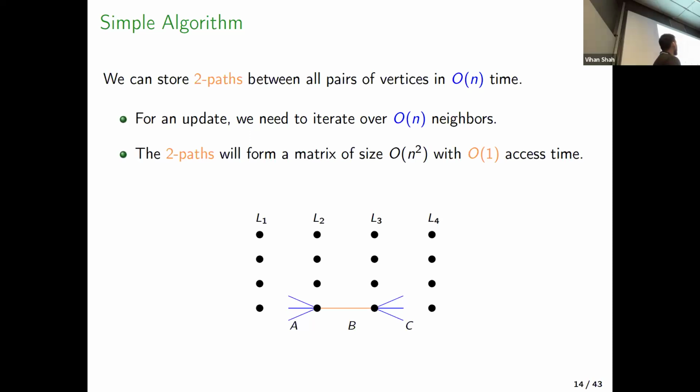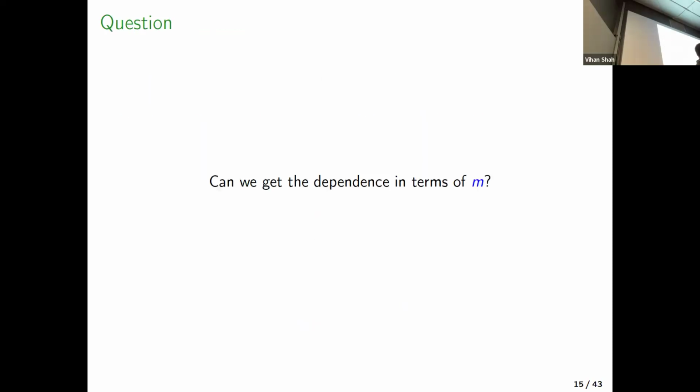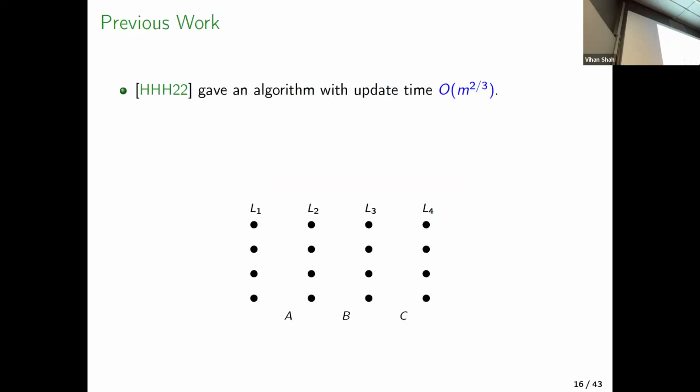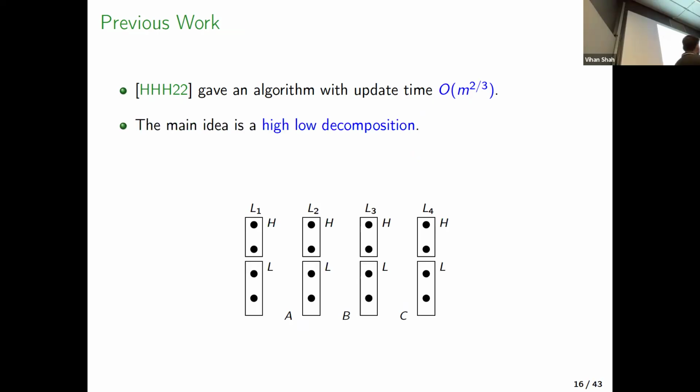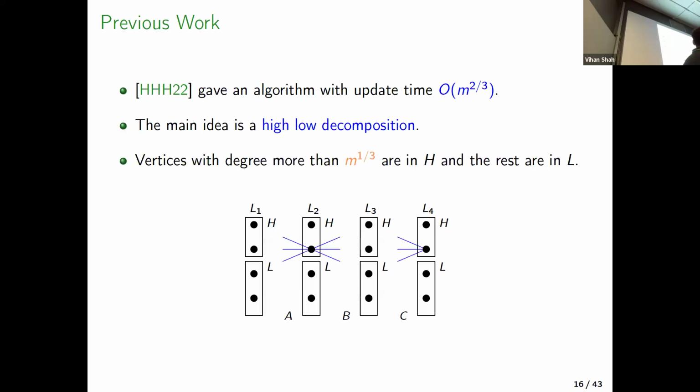Okay, good. So let's now try to get the dependence in terms of m. Right? This is what we saw in the introduction. You can get dependence in terms of m. So what can we do? So Hanauer et al. gave an algorithm with update time m to the 2/3. Right? And how do we get this sort of dependence on m? What they did was they used the high-low decomposition. That was the main idea. So you decompose the vertices into high and low based on this threshold m to the 1/3. Right? So you pick some arbitrary threshold, figure out that m to the 1/3 is the right one.